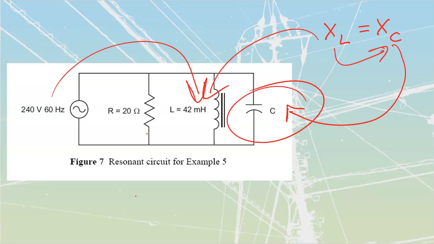Okay, let's start with some values. They ask us for the capacitance, they want to know the inductance, they want to know the current, they want to know the line current, they want to know my impedance, they want to know my apparent power, so the VA of my circuit, and they want to know my power factor and my phase angle.